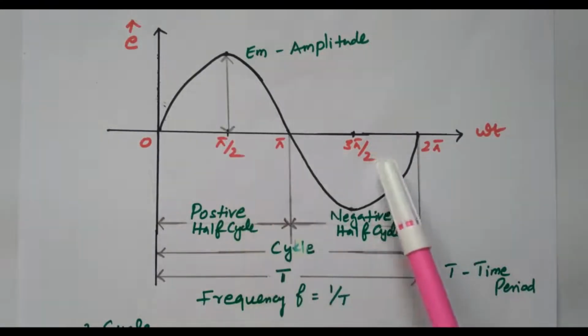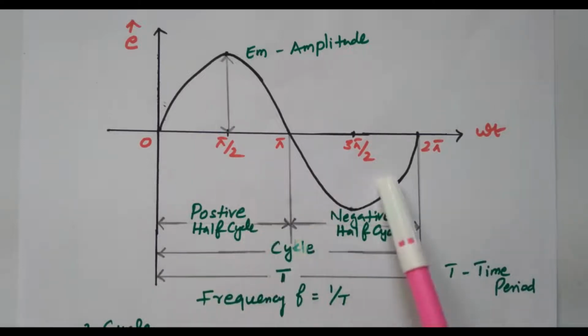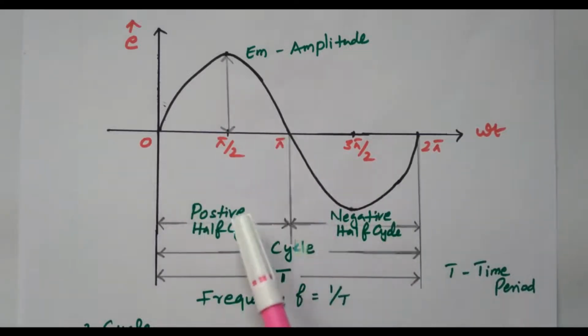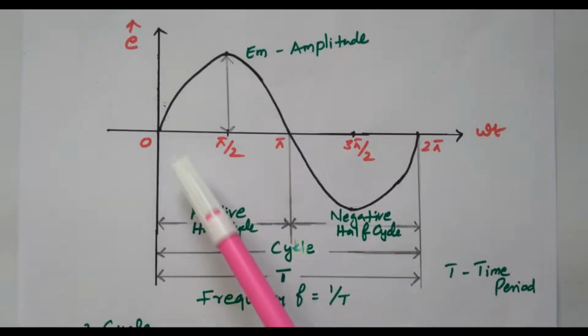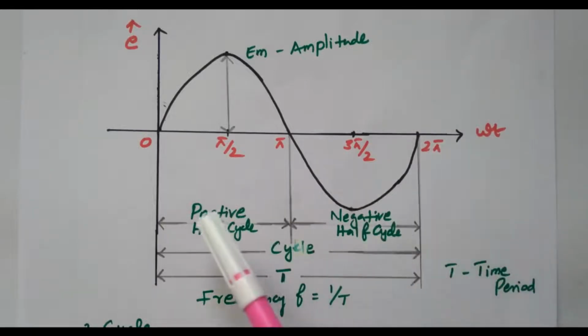Completing the positive quantity to negative quantity from 0 to 360 degree is called one cycle. In that we have two halves. Up to this is the positive half cycle because it is half of the waveform. This is the remaining half cycle, so the negative half cycle. Right. So the cycle is nothing but completing one positive as well as negative voltage, that is up to 360 degree. In that we have a positive half cycle and a negative half cycle.